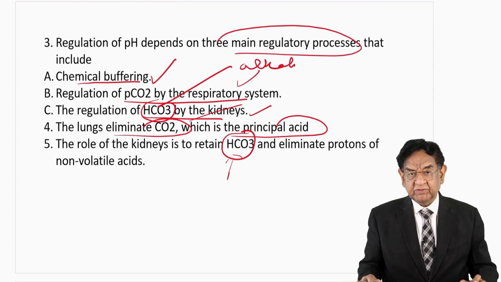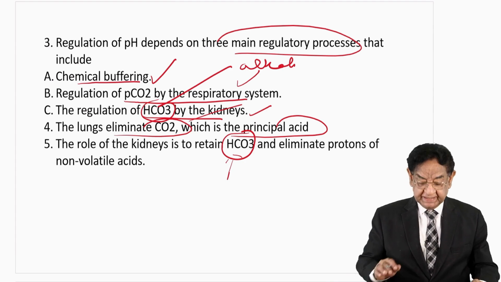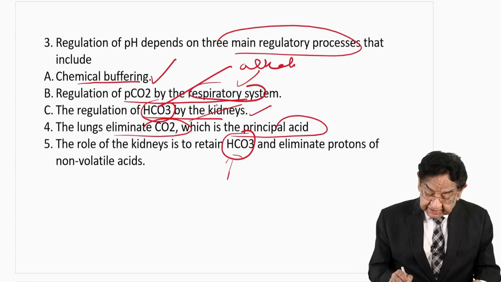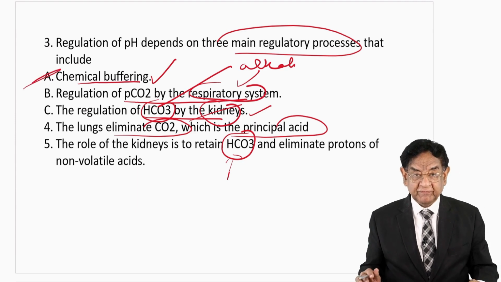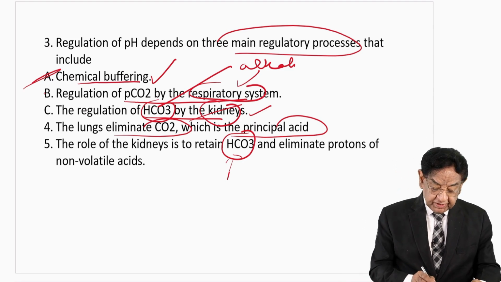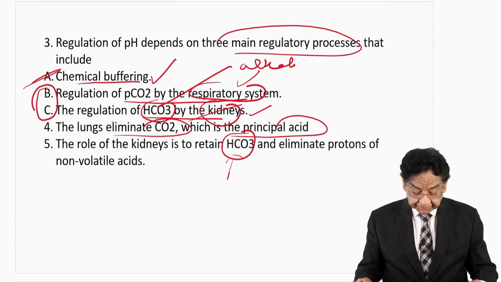But as of now, to summarize what we learned in this particular slide, there are three regulatory processes. One is by lungs and another is by kidney. The third again plays a role, but that will be coming in subsequent lectures. But as of now, we focus on these two, kidney and lungs.